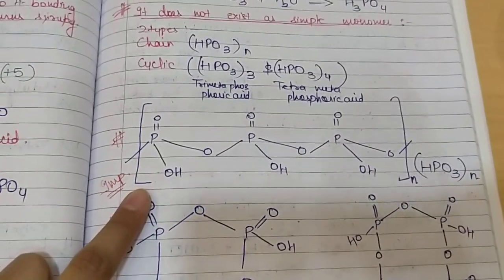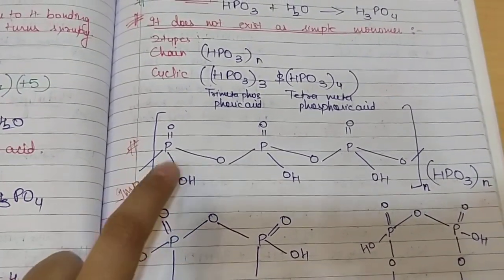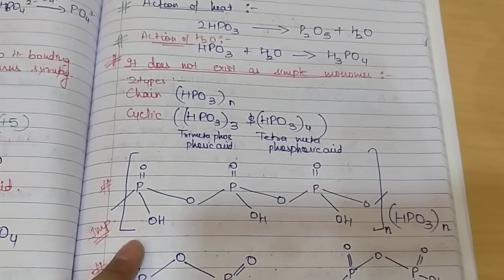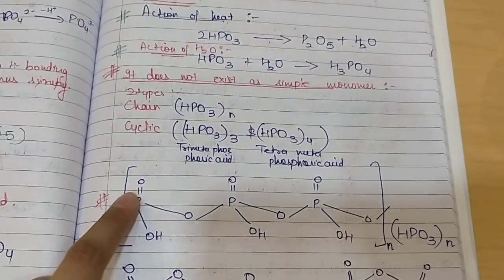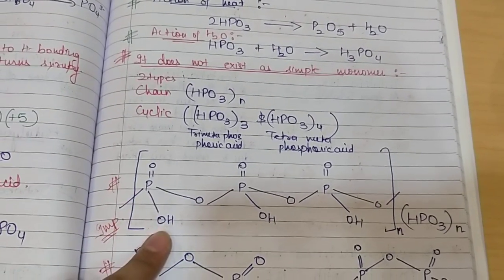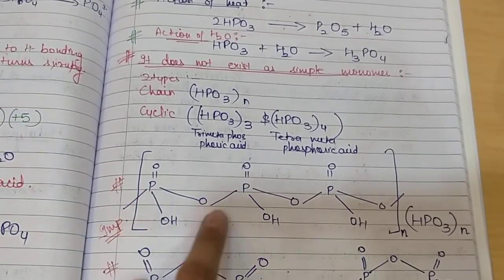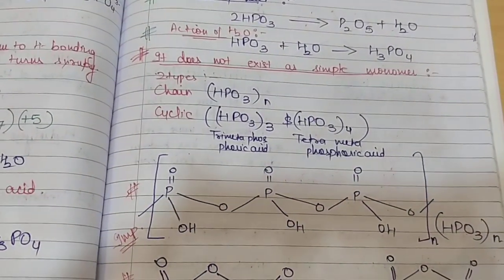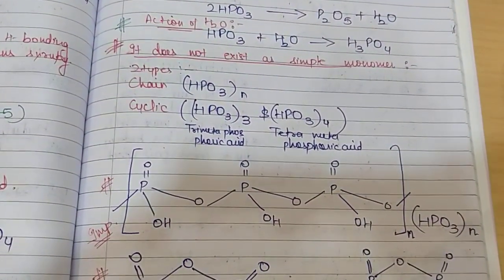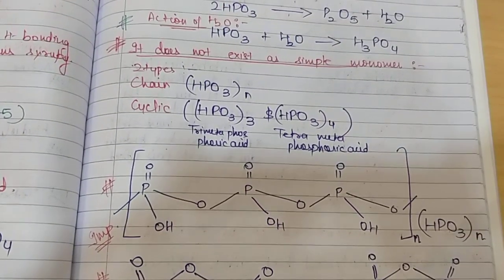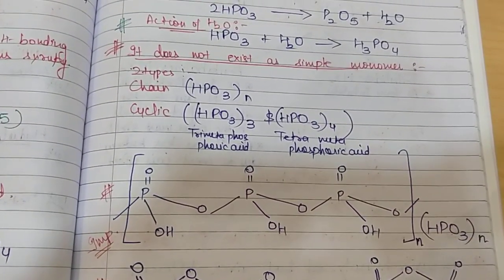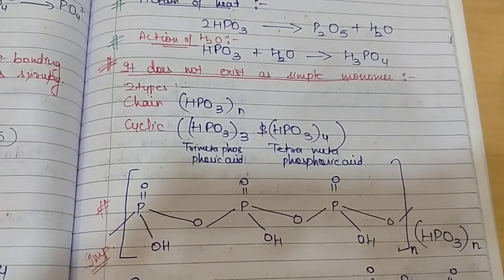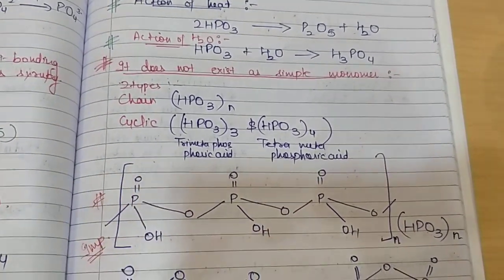Here you can see that phosphorus has a tetrahedral arrangement of bonds or groups around it. P double bond O is always present, P-OH linkage is always present, and oxygen bridges are there, which are forming a long chain. The formula is (HPO3)n. N molecules of HPO3, that is metaphosphoric acid, form this chain. These are the straight chain isomers, and the others are the cyclic.